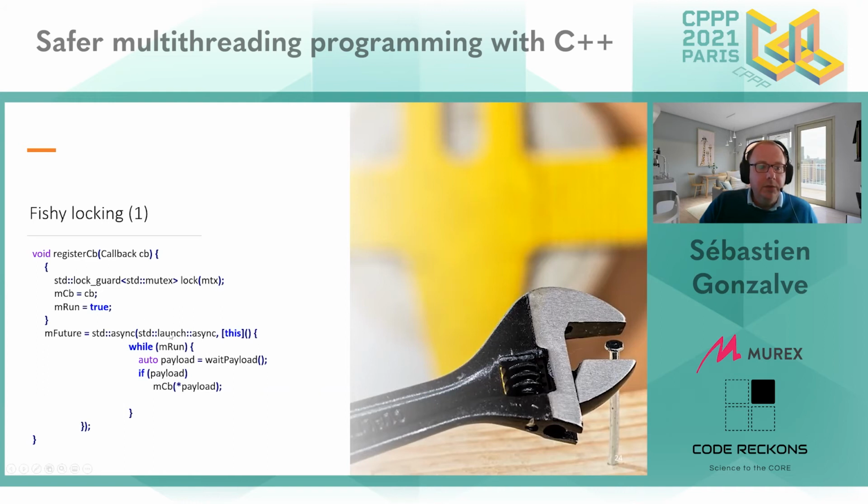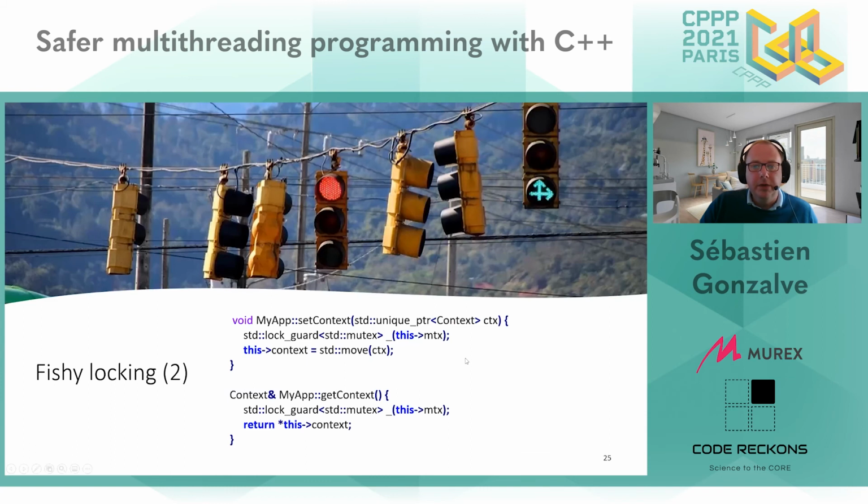You may also see this kind of stuff with a lock guard around the call of async here, which is quite useless because the locking does not happen inside the lambda here. Another example of fishy locking. Here I have a function called set context. All these examples are real-life examples. I reworded them a bit, but I found them in real production code.